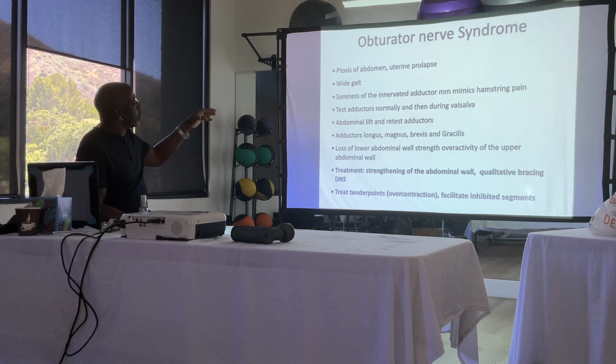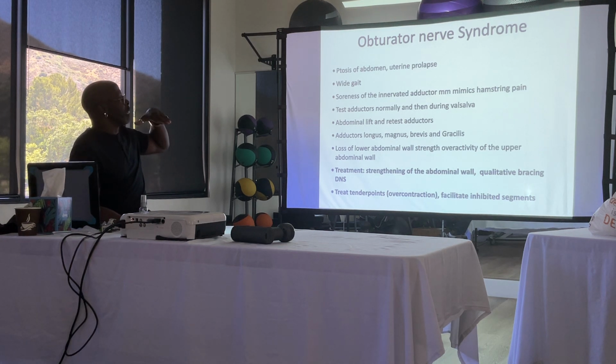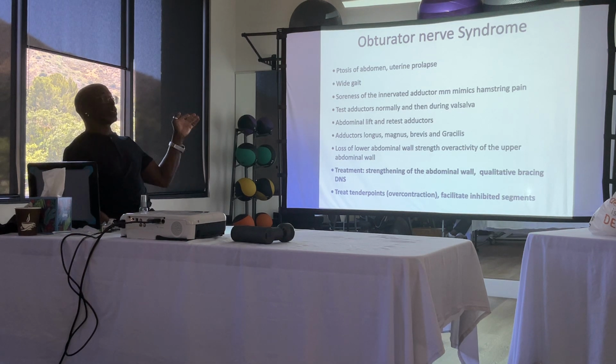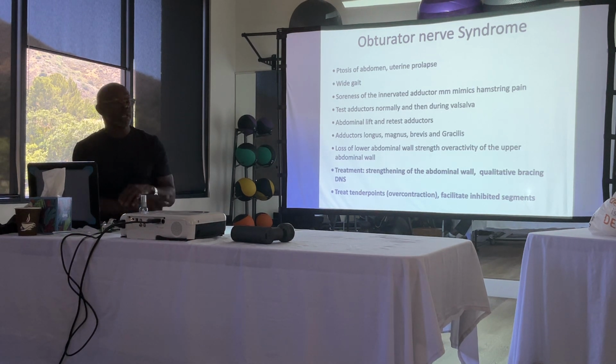If you test the adductors normally, and they are strong, and if the person then does a Valsalva and pushes the contents against the obturator foramen and the obturator nerve, then the adductors will test weak.